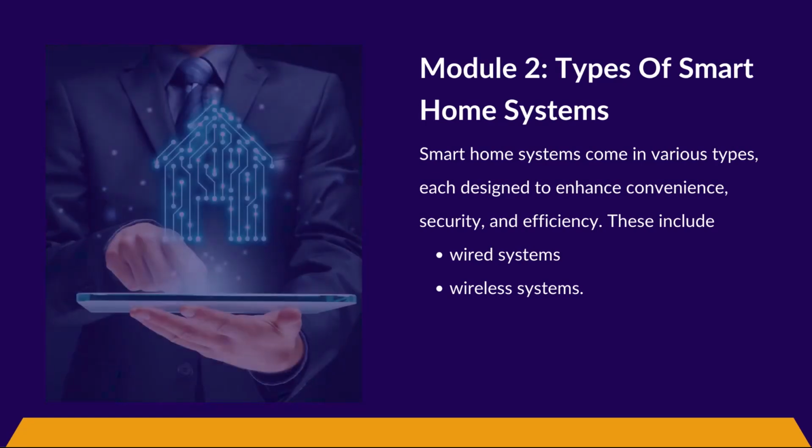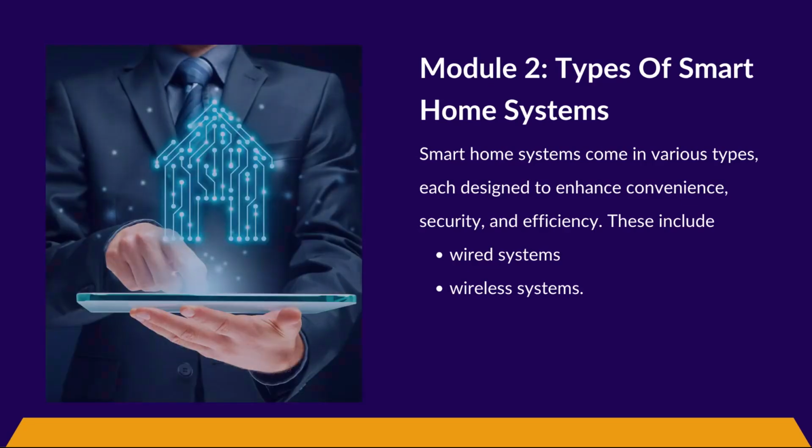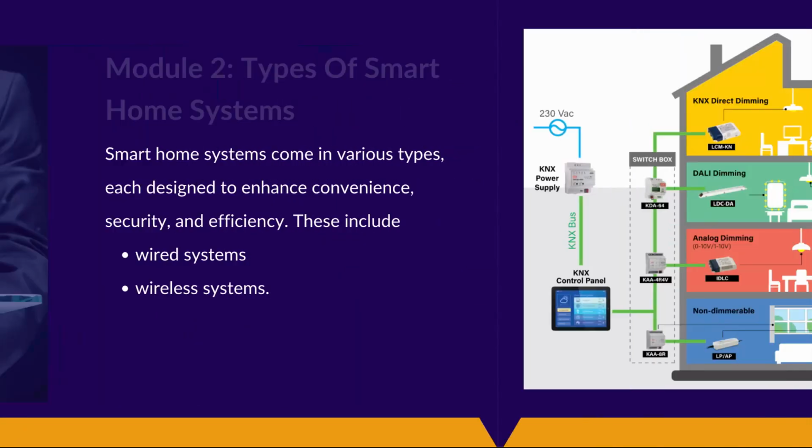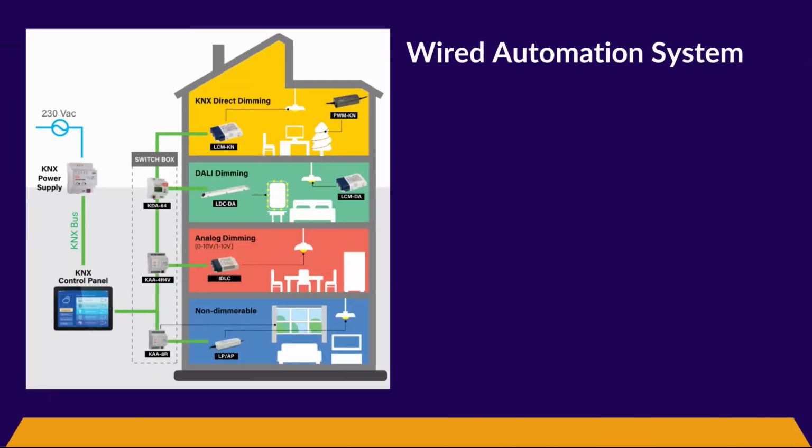Then the wireless system, these are equipment that you just buy. Let's say you want to automate your switch in your house, just buy smart switches. You buy the other equipment, sockets, lightings, smart lightings and all. Okay, so let's go back to the wired and explain it.